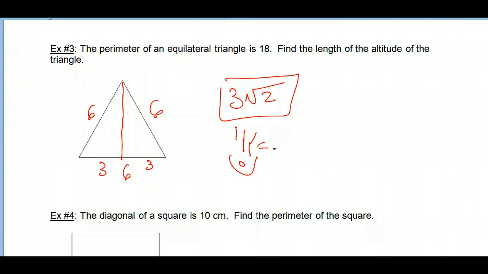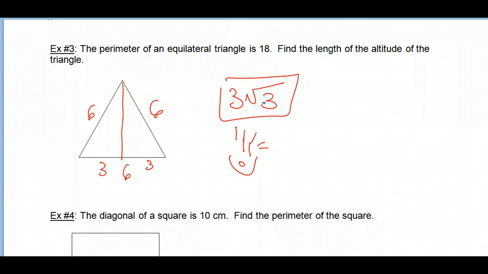And then since the altitude is like one of the legs times root 2, it's 3 root 2. No, it's 3 root 3. Wait, I thought for the first one everything was root 2. 45, 90, 45. Is this not? But that was an equilateral triangle. That's exactly what I meant. I don't know why I wrote 2. Oh, it is 3 root 3.